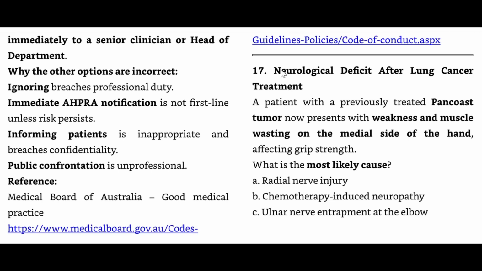This case is an example of a neurologic deficit after lung cancer treatment. A patient with a previously treated Pancoast tumor now presents with weakness and muscle wasting on the medial side of the hand, affecting grip strength.